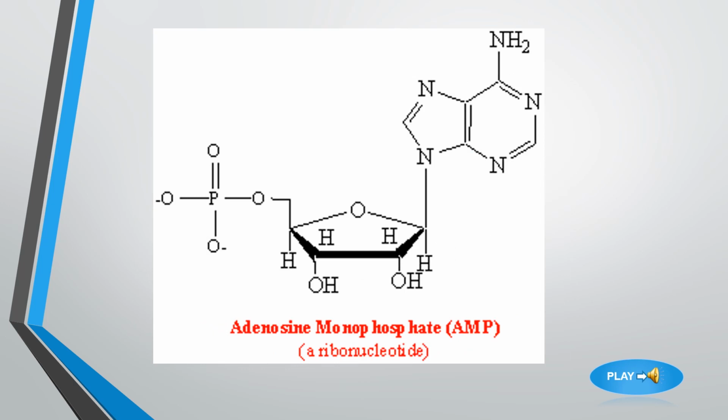In this slide, the structure of adenosine monophosphate, that is AMP. In AMP, the 9th nitrogen of adenine is linked to the first carbon of ribose through glycosidic linkage, and the 5th carbon of ribose is linked to the phosphate group through esterification.